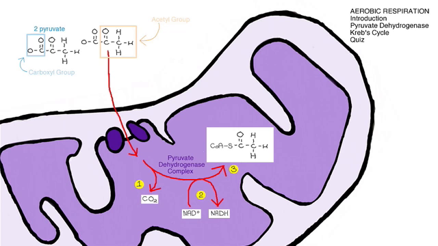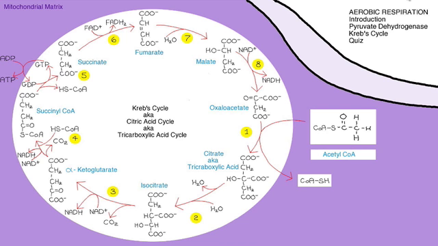CoA is short for coenzyme A. For each glucose molecule, 2 molecules of acetyl-CoA enter the Krebs cycle. The Krebs cycle is also called the citric acid cycle and the tricarboxylic acid cycle. The first name for this cycle honors Hans Krebs, a British-German biochemist who won a Nobel Prize for his work on discovering the pathway.